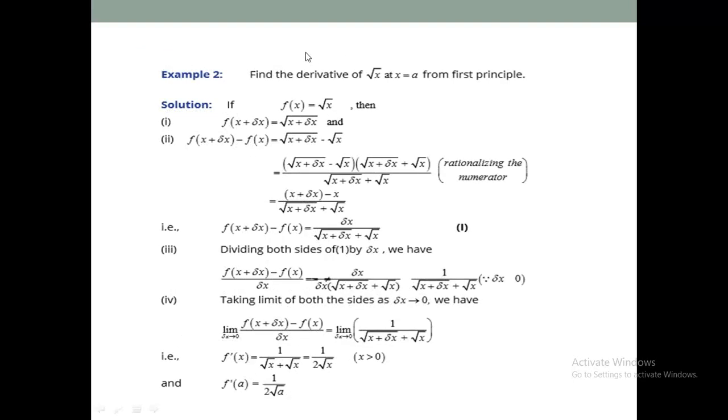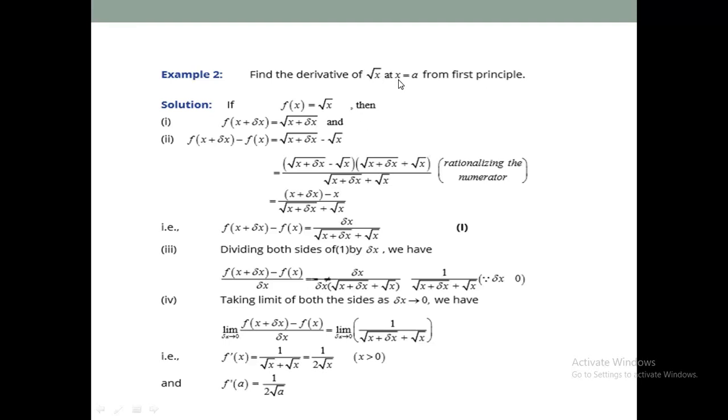Now here we have a question: f of x is equal to square root x. We replace x by x plus delta x, and then we subtract left from left side and right from right side, and then rationalize these values. In the numerator we have a square minus b square, divided by delta x. Now we cancel this delta x, and taking the limit on both sides, put delta x as 0. So we add these values and it becomes 1 over 2 square root x.